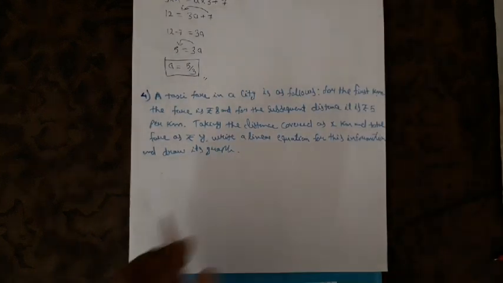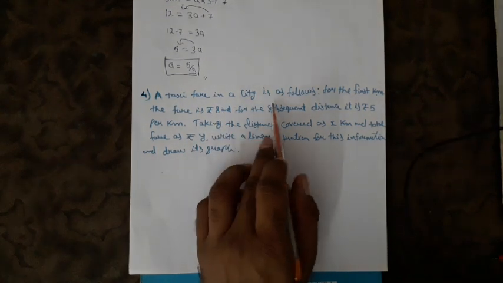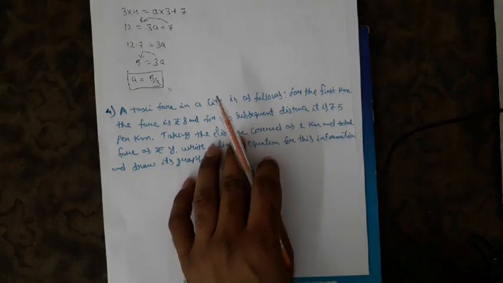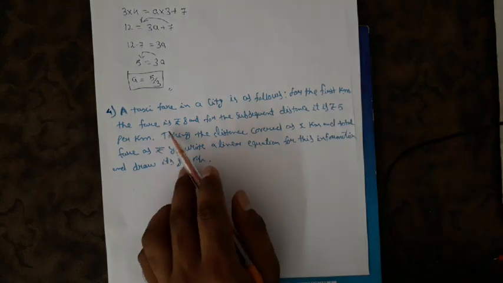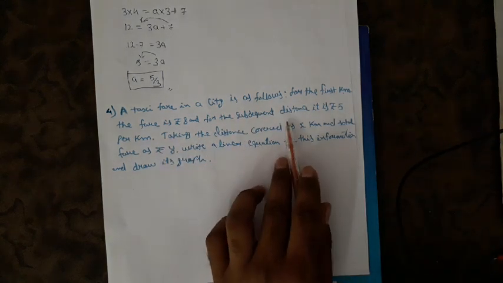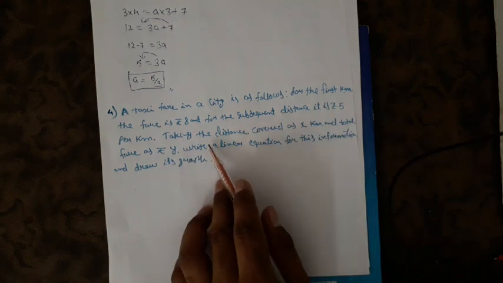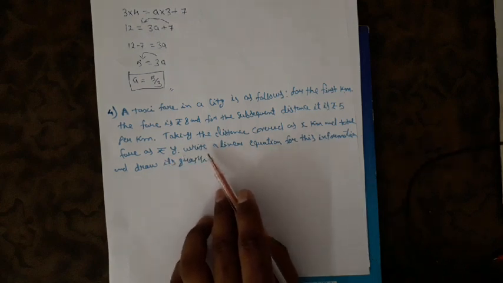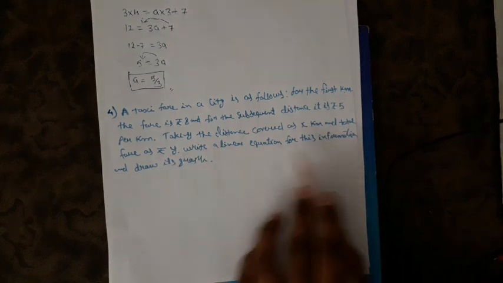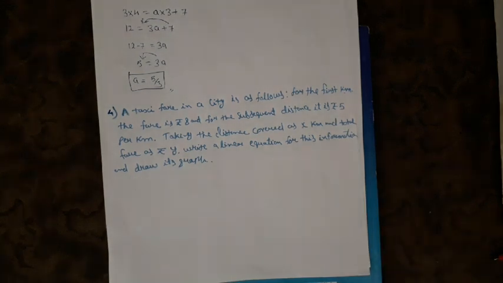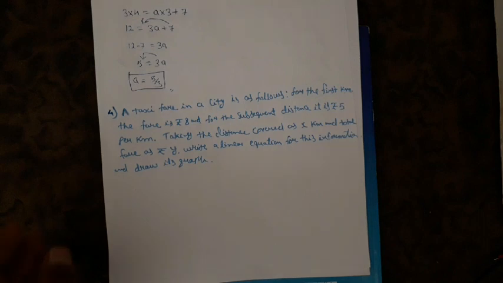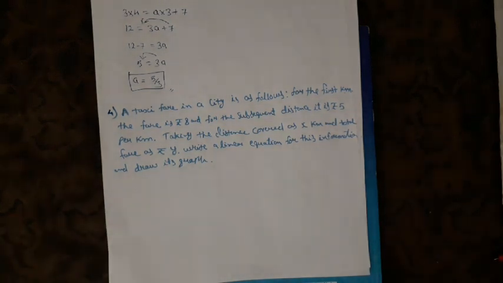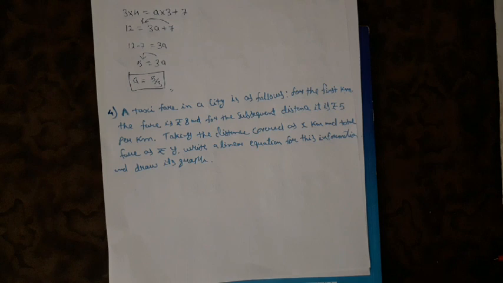Question number 4 is: a taxi fare in a city is as follows. For the first kilometer, the fare is rupees 8, and for the subsequent distance, it is rupees 5 per kilometer. Taking the distance covered as x kilometer and total fare as rupees y, write a linear equation for this information and draw its graph. Means we have been given a situation, and we have to first make an equation in two variables, and finally we have to draw its graph.